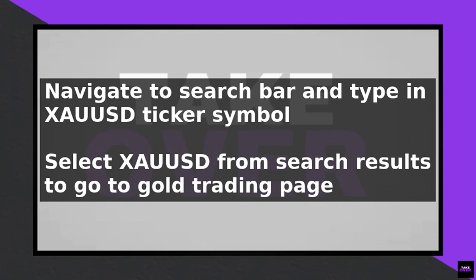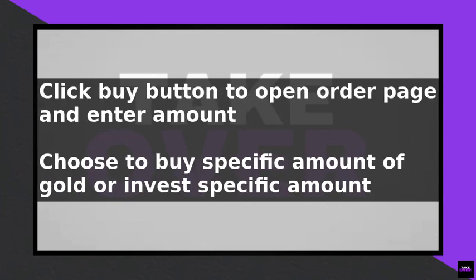This will open the order page, where you can enter the amount of gold you want to buy. You can choose to buy a specific amount of gold or invest a specific amount of money. After entering the amount, you will need to select the order type. The most common order types are market order and limit order. A market order will buy the gold at the current market price, while a limit order will buy the gold at a specific price that you set.